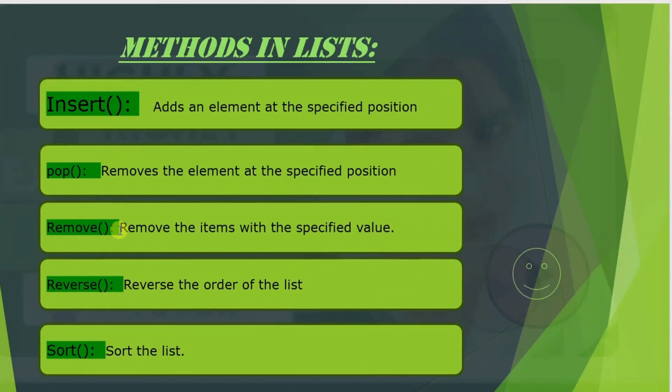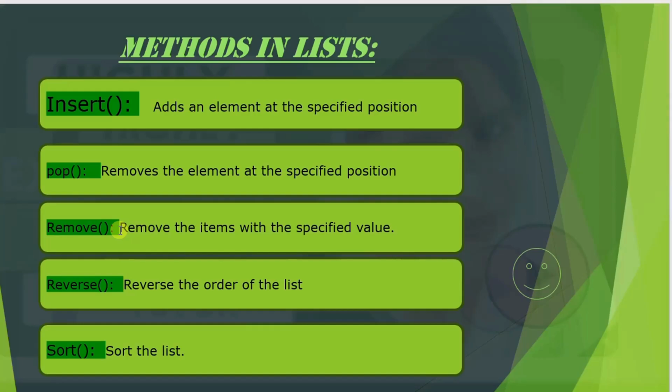Why do we use this remove method? The remove method is used to delete a specific value from a list. We don't need to know its index. We will just provide the value we want to remove. Remember that if the value appears more than once in the list, it only deletes the first occurrence.